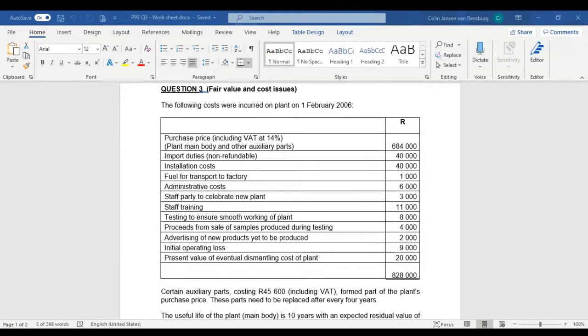So that fuel for transport to the factory, does that have any effect on the condition of the plant? Yes or no? Quite correct, Naomi, Valile, Tulile. Thank you all. No, it doesn't change the condition of that plant. But now, that's not the only question. Now we've got to go to the third one. Does it change the location of that plant? Yes or no?